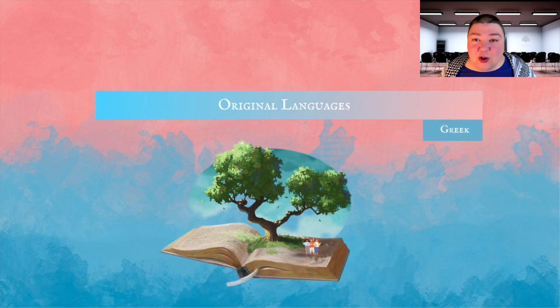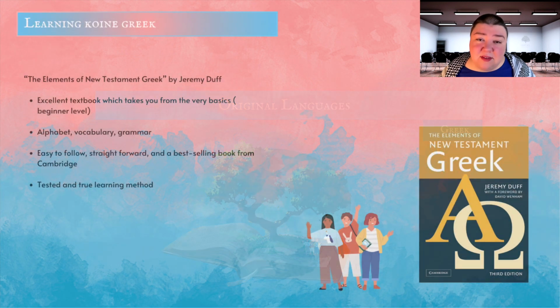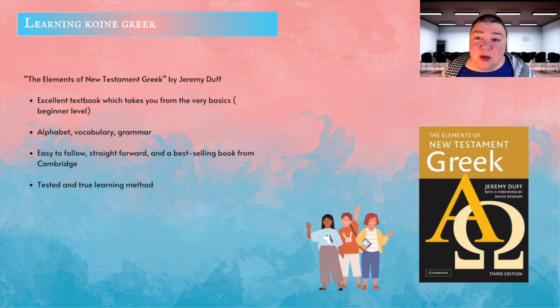Now, let's talk a bit about languages. If you do decide you'd like to learn the biblical languages, here are some of the best tools which you'll need. If you're learning Koine Greek, we recommend this textbook, The Elements of New Testament Greek by Jeremy Duff. This is an excellent textbook which takes you from the very basics, the alphabet, to vocabulary and into the grammar. Easy to follow, straightforward, and a best-selling book from Cambridge.